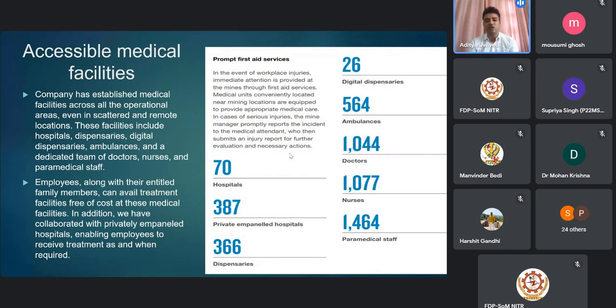If any medical issue is there, they can immediately move to the nearby hospital and the treatment is done. In case of serious injury or serious illness, they are referred to an empaneled hospital. We have some 387 empaneled hospitals across India in different states, so they can be referred to these hospitals. This way we take care of our employees' healthcare.